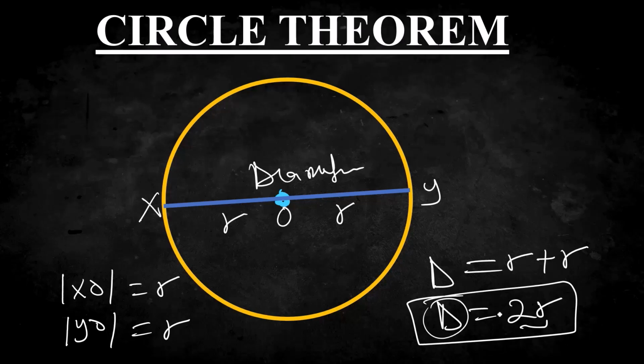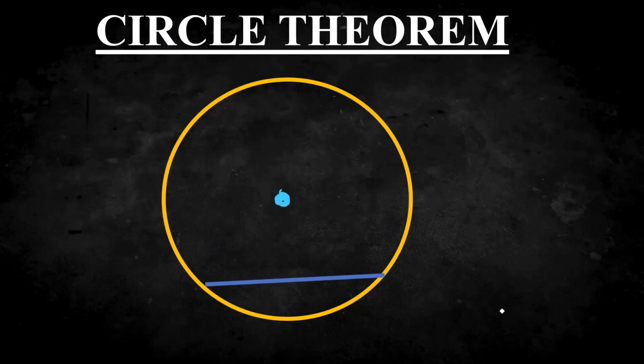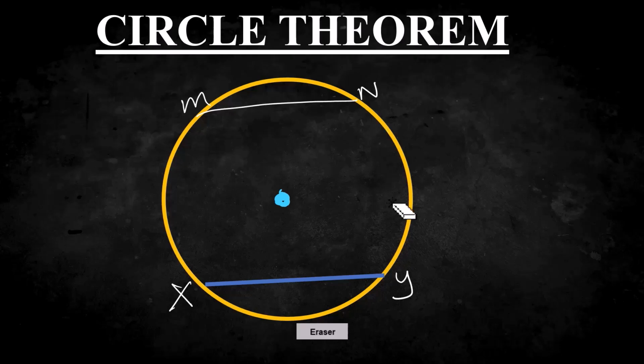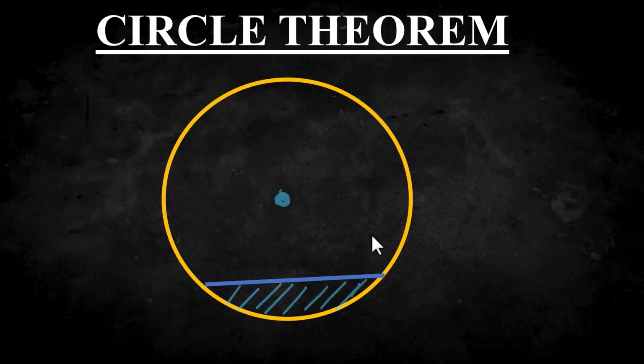Alright, that's that. Now let's talk about a chord. A chord is a straight line joining any two points on the circumference, but does not pass through the center of the circle. So we can have a chord here. Let's call this MN. We can have a chord here, and what have you. That's a chord.